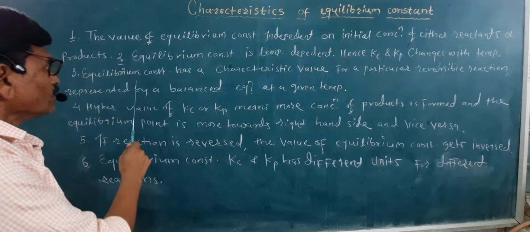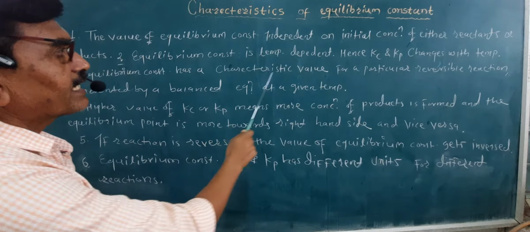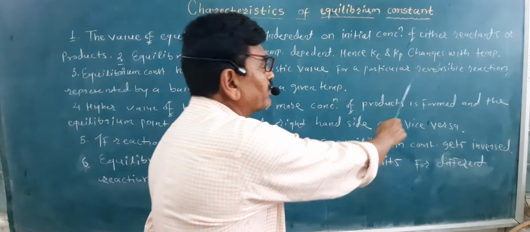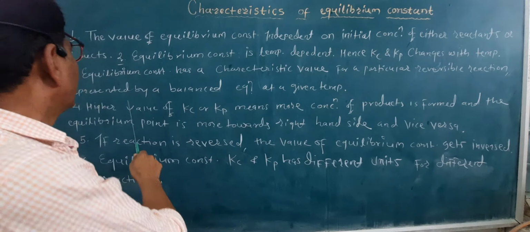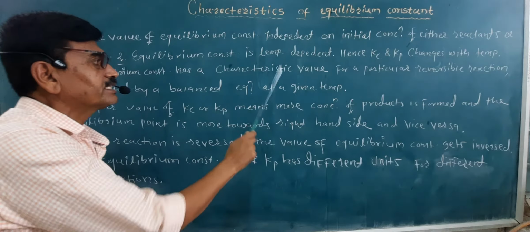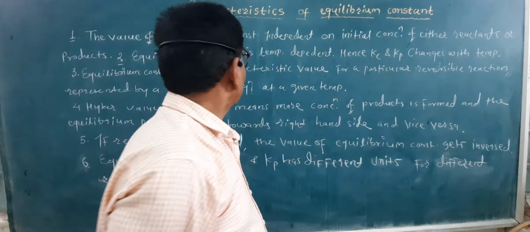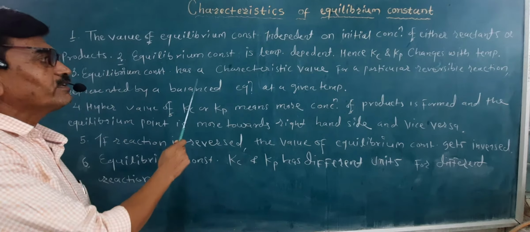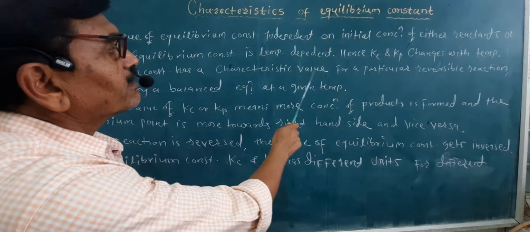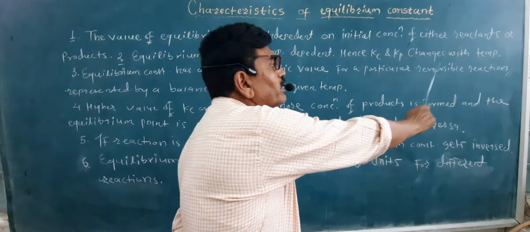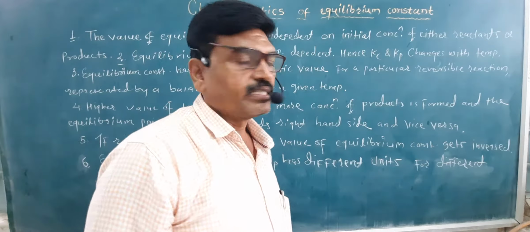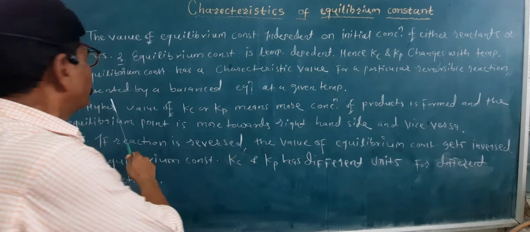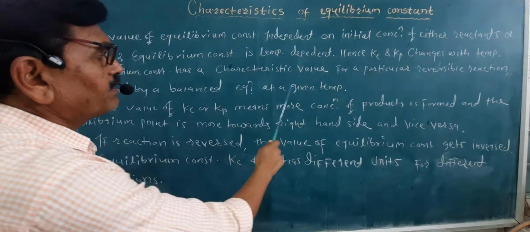Then the equilibrium constant has a characteristic value for a particular reversible reaction represented by a balanced equation at a given temperature. So that is the next characteristic. The equilibrium constant has a characteristic value for what? For a particular reversible reaction, the reaction which is represented in the balanced form.